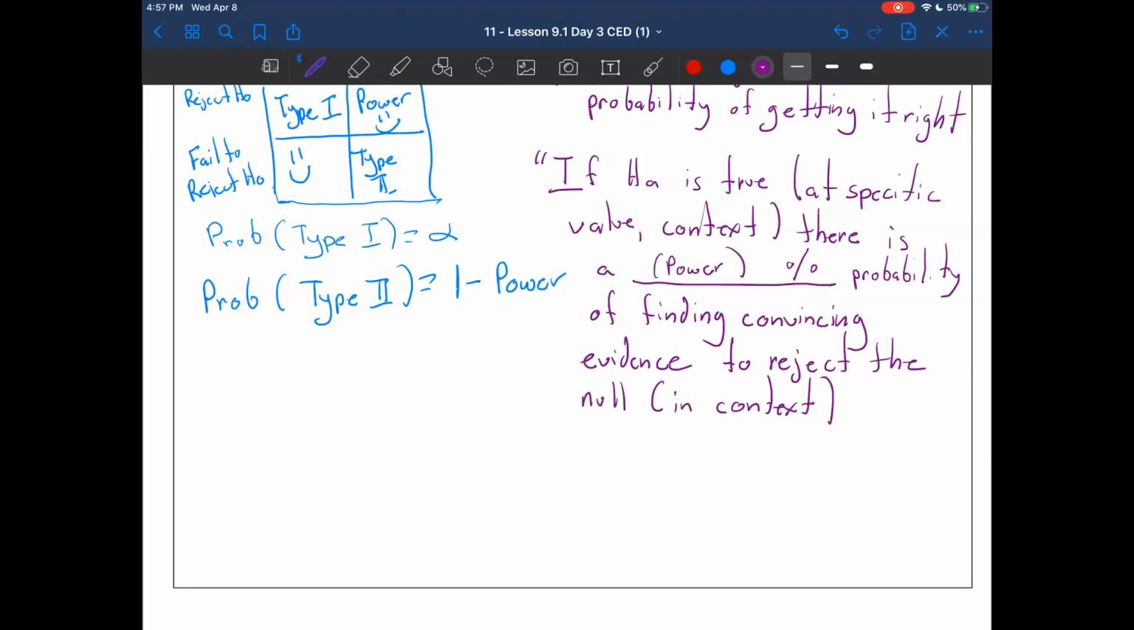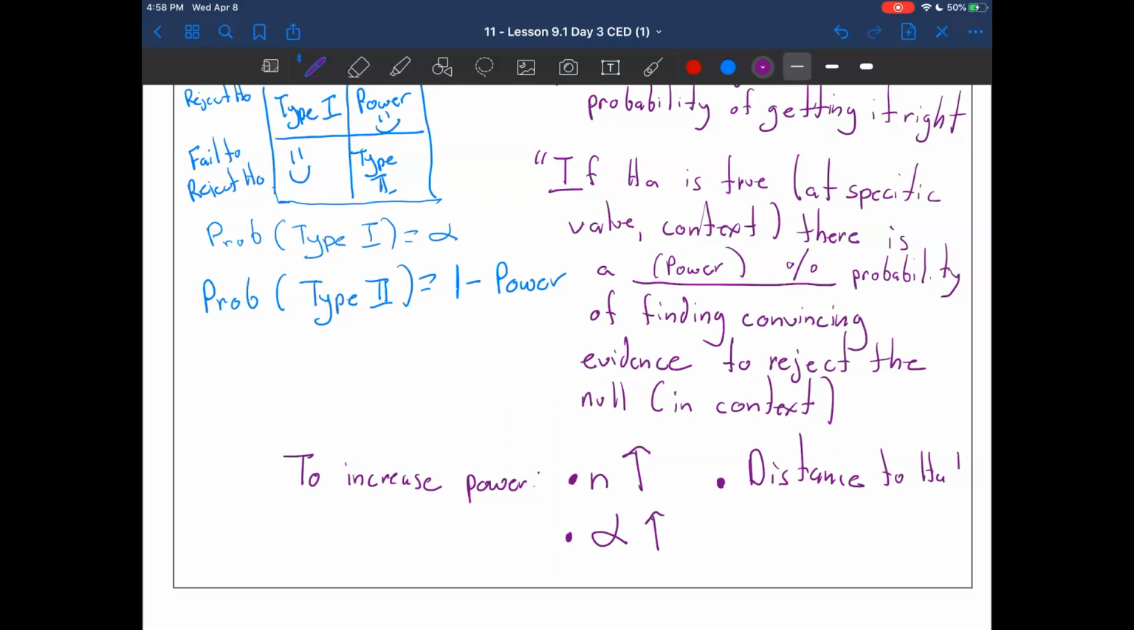Okay, so the other thing that you need to know for understanding power is what affects it. To increase the power, you will increase your sample size, n. To increase the power, you'll increase your significance level. To increase the power, you increase the distance to the alternative value.